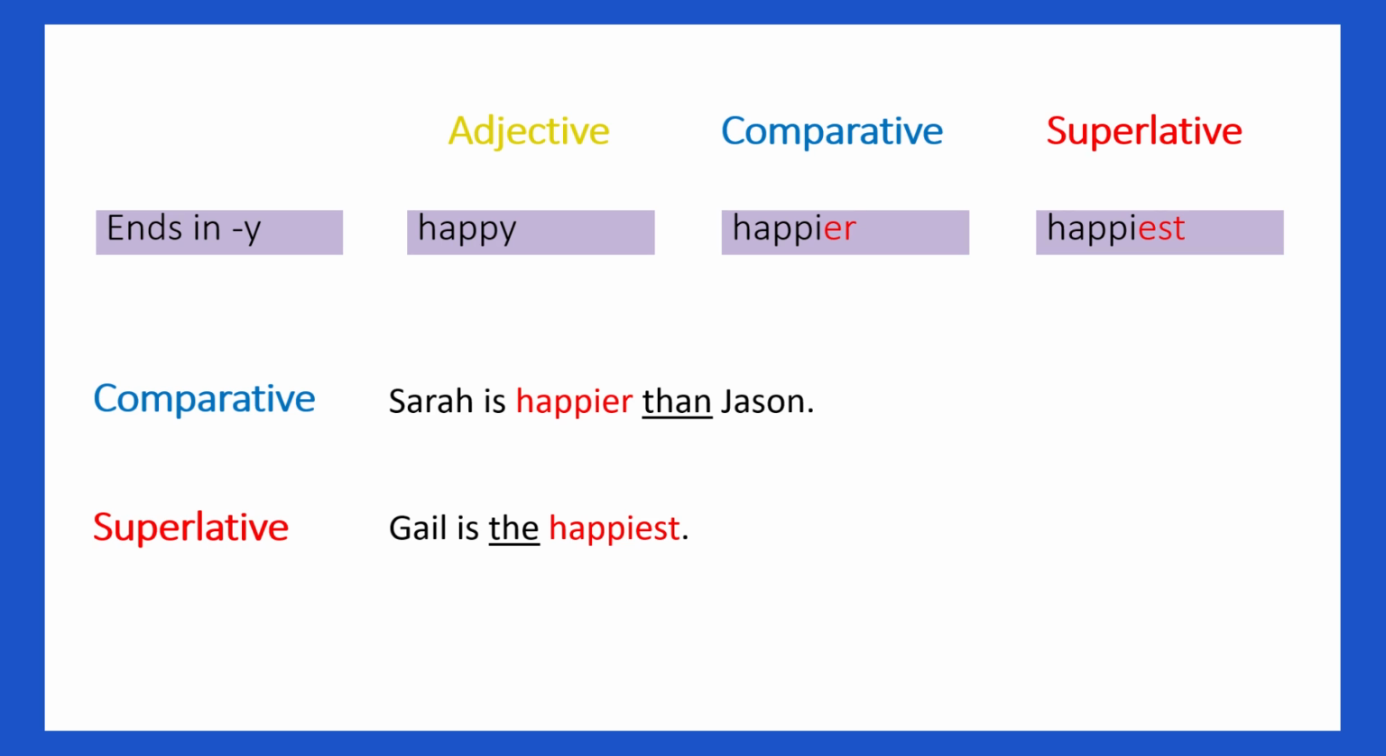Next, for two syllable adjectives ending with the letter Y, we remove the letter Y and add I before the ending ER or EST. For example, Sarah is happier than Jason. Gail is the happiest. Okay? For example, let's take a look at the word happy here. We replace the letter Y with I, and we add ER for comparative and EST for superlative.